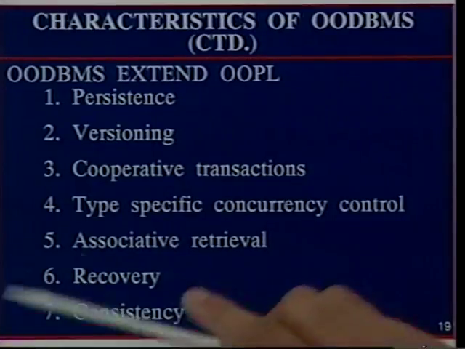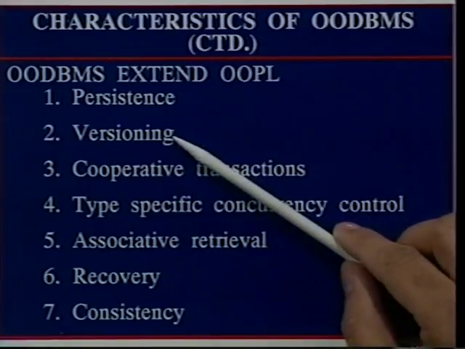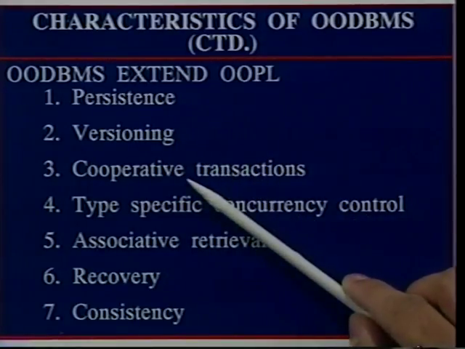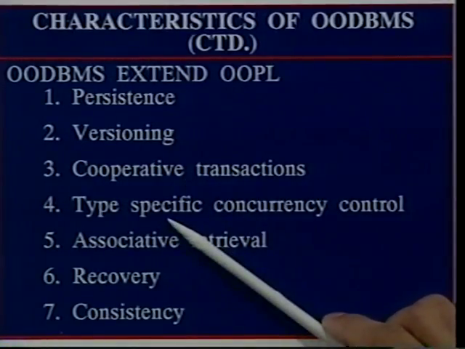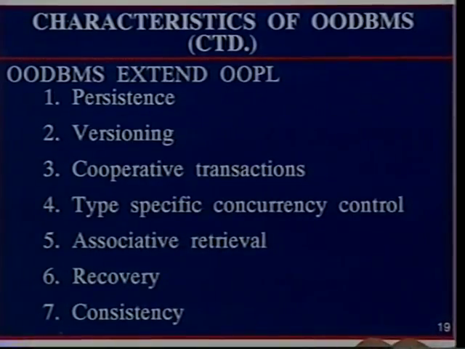However, object oriented database systems extend object oriented programming languages by providing persistence, that is, you can store the objects which are created in memory on a physical disk. We can have versioning capabilities. They allow cooperative transactions. We will see cooperative transactions later on. We do type specific concurrency control, recovery, and consistency.